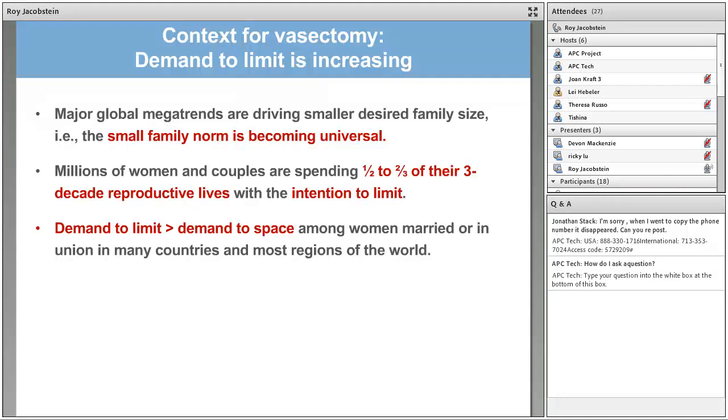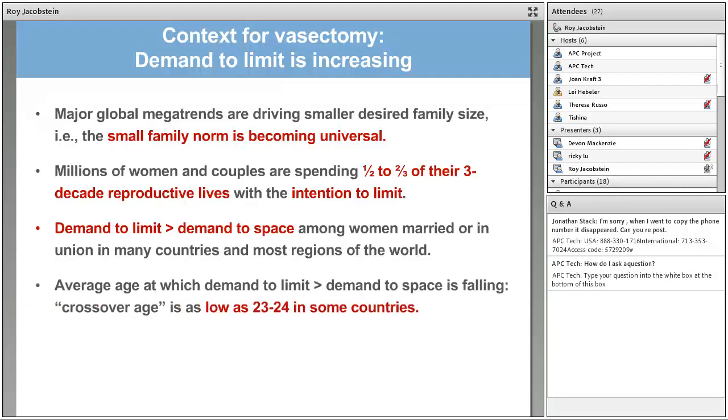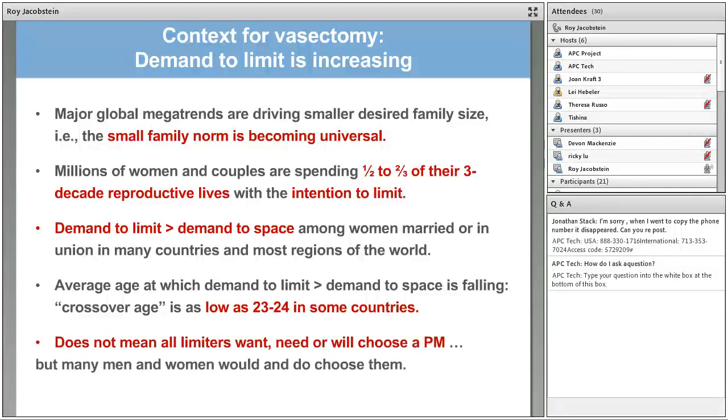And in addition, another fact that people may not realize is how low the age can be at which more than half of the married women have a demand to limit as opposed to a demand to space. Now, of course, this doesn't mean that all those clients will choose a permanent method, but a lot of them would if these methods were more available, including vasectomy.